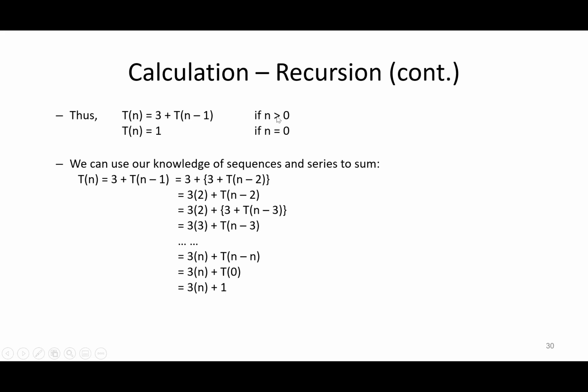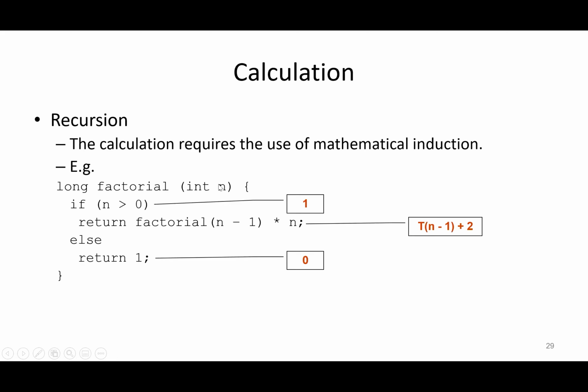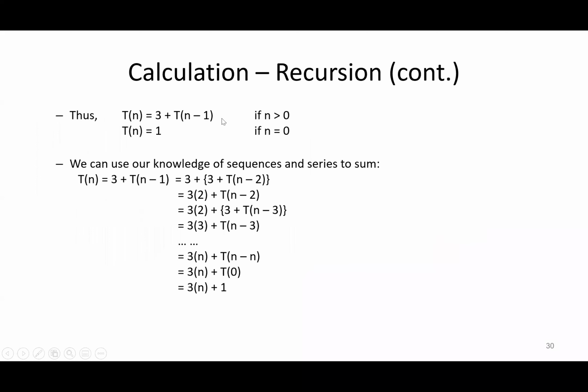But if your n is more than 0, it will be 3 plus T(n-1). Where does this come from? 3 plus T(n-1) actually comes from here. If my n is more than 0, I will go inside the function, and I still need to compare here. It requires one step, right? And then I will call the function again, because my n is more than 0. So that's 1 plus this T(n-1) plus 2. So it's 3 plus T(n-1). Now we just have to figure out what this T(n-1) is.